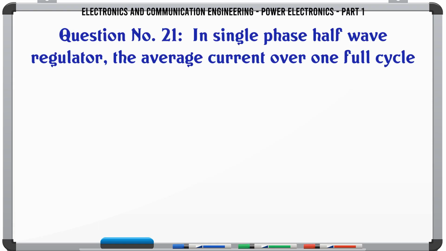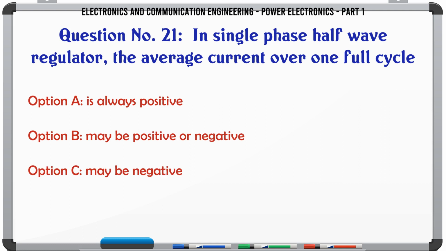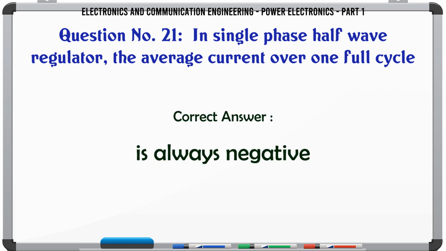In single-phase half-wave regulator, the average current over one full cycle A is always positive, B may be positive or negative, C may be negative, D is always negative. The correct answer is always negative.